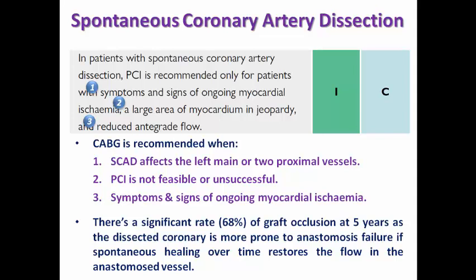That's why some surgeons prefer using venous graft in case of spontaneous coronary artery dissection, because there is a high rate of graft occlusion, in order to reserve the arterial graft in case of failure.